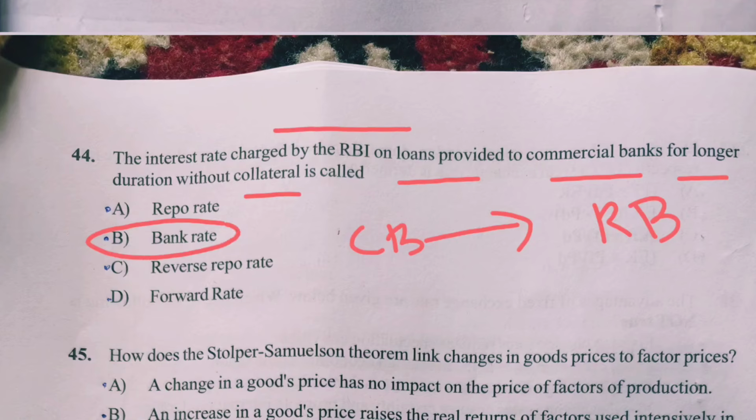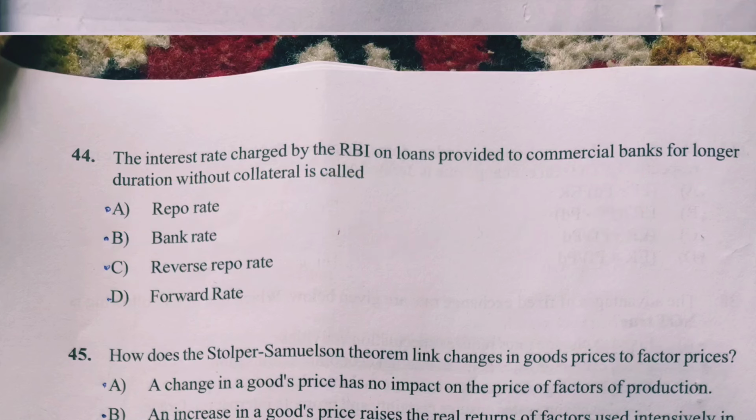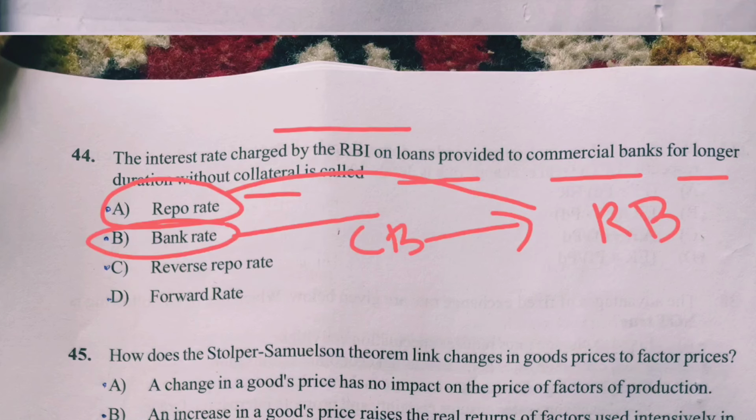Okay, so the difference between bank rate and repo rate is that in case of repo rate, commercial banks have to produce collateral before RBI to get a loan. For bank rate, no collateral is required and it is used for longer duration. So the correct option should be bank rate here.